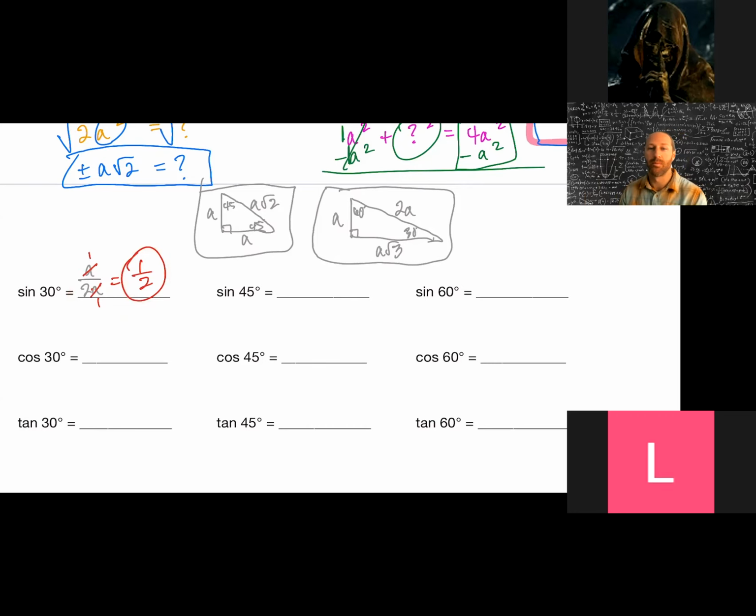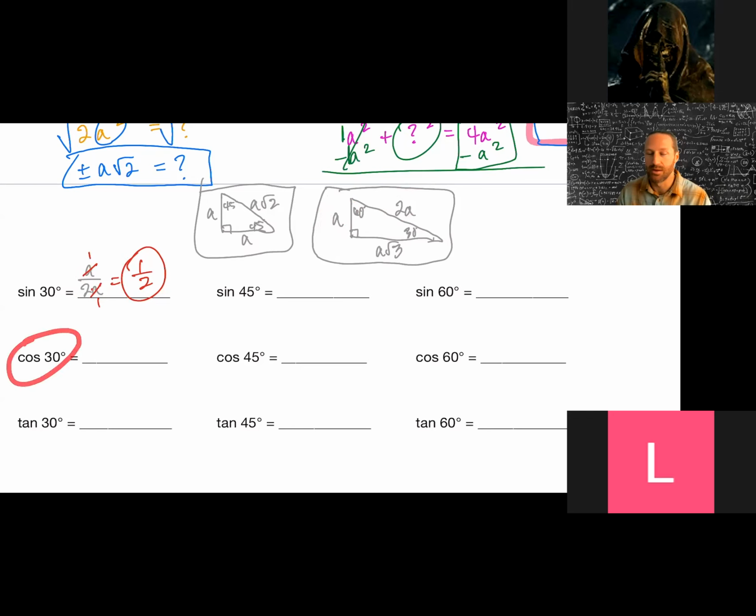Then I'm going to memorize it, because it doesn't matter how big my circle is. If I have a 30-degree angle, no matter what these side lengths are, the opposite and the hypotenuse, they'll always be this ratio, which means it will always, no matter what those lengths are, simplify to be 1/2.